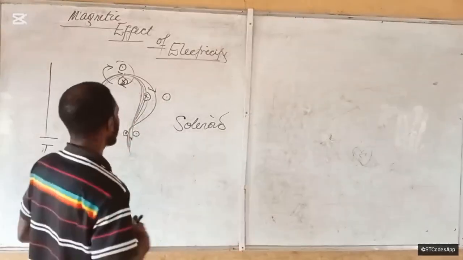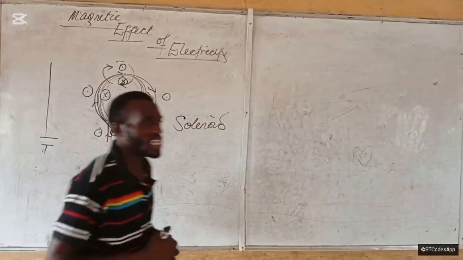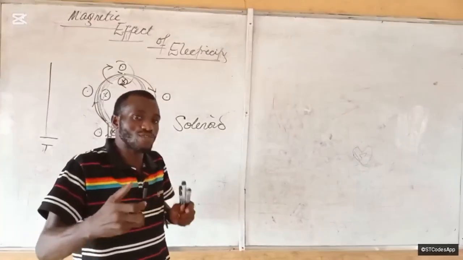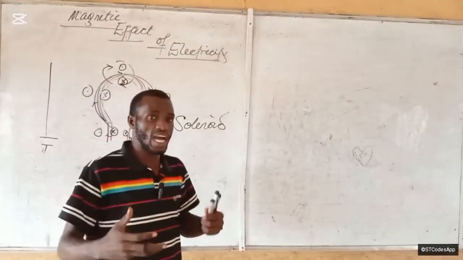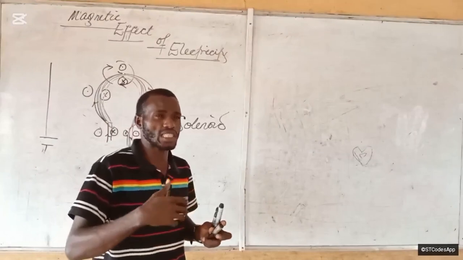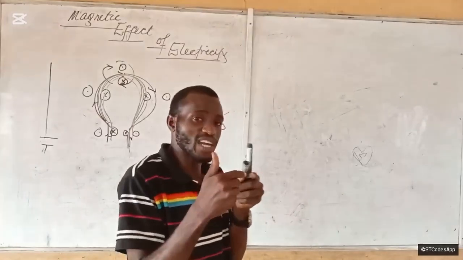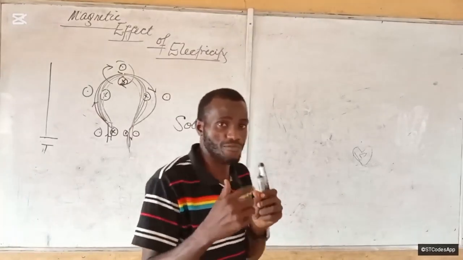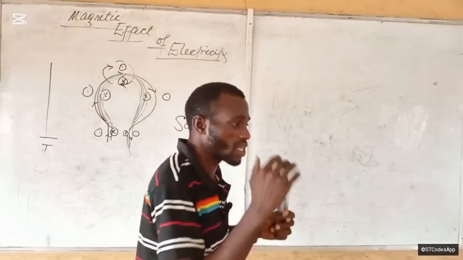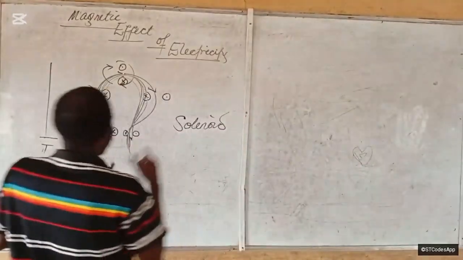Now, what a solenoid does is this: it concentrates the magnetic field and makes it higher, or it tends to increase the magnetic field, because the loops of wire are very, very close together. So their magnetic fields will also be very close together. Do you understand? So what that means is this.